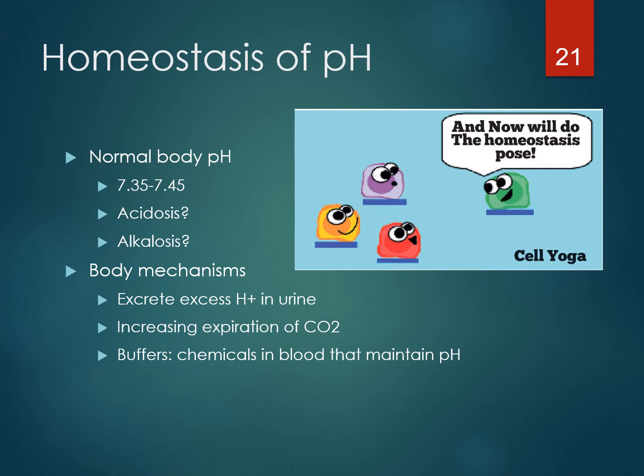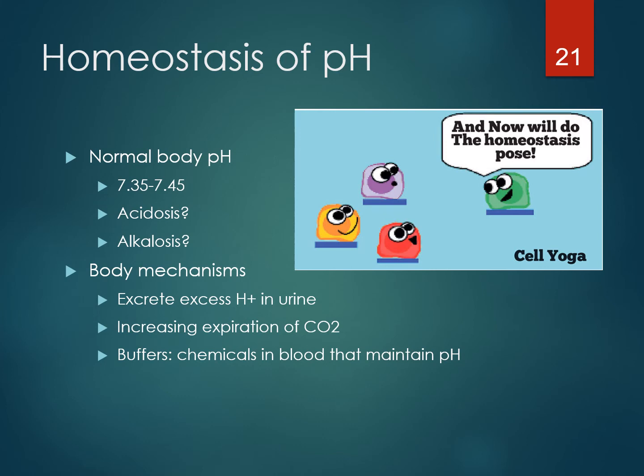Like I mentioned before, the normal pH of blood is 7.35 to 7.45. Now, the body typically does a really good job of maintaining this normal pH level. However, there are critical situations that the body can be put in. One is called acidosis, which is the condition of low blood pH, and alkalosis, which is the condition of high blood pH.